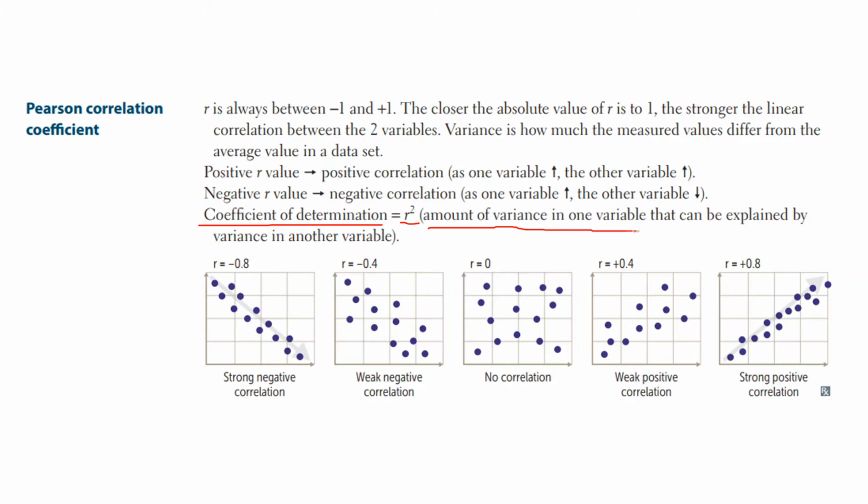Amount of variance in one variable that can be explained by variance in another variable. Let's just quickly explain this. There are two ways to explain it. The first way will be just how we interpret it.